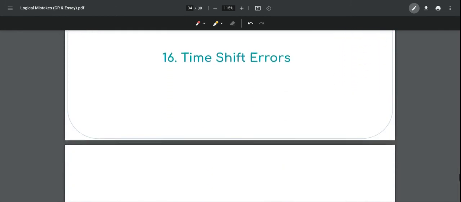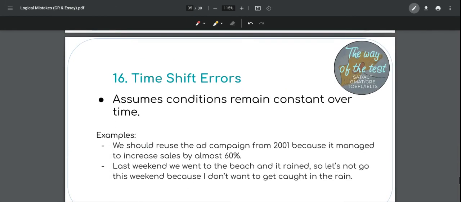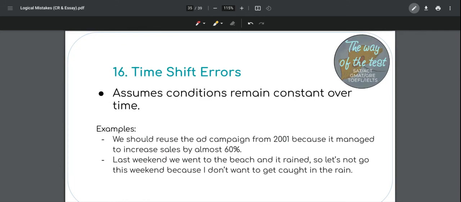Okay, time shift errors, we're going to see this. Basically, we don't take the context into account. We assume that conditions remain constant over time. And this is very important. Remember, we always want to account for change. So the first example: we should reuse the ad campaign for 2001 because it managed to increase sales by almost 60%. But then again, we don't know whether the conditions from 2001 still exist. And this is why you need to revise your campaigns every single year, because conditions always change.